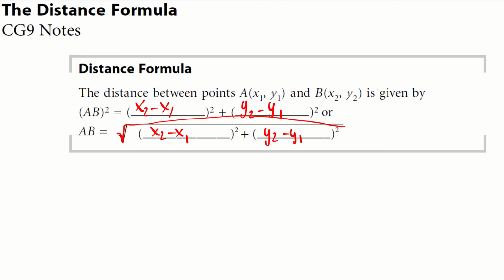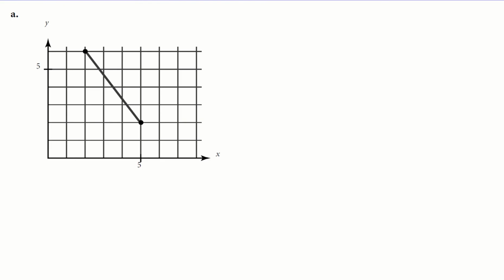Make sure you follow PEMDAS when you do. Square, then add. Don't add, then square. Make sure you square each individual term, then add them, then take the square root, or else you will end up with a different answer. Okay, so let's go ahead and take a look at an example.